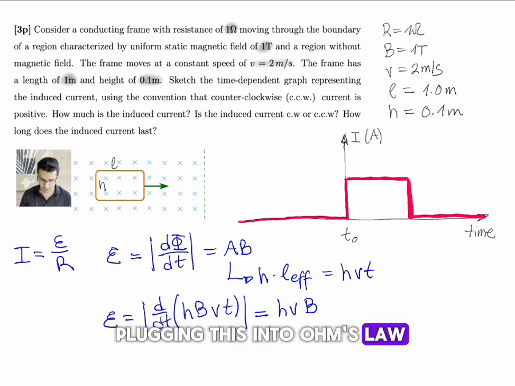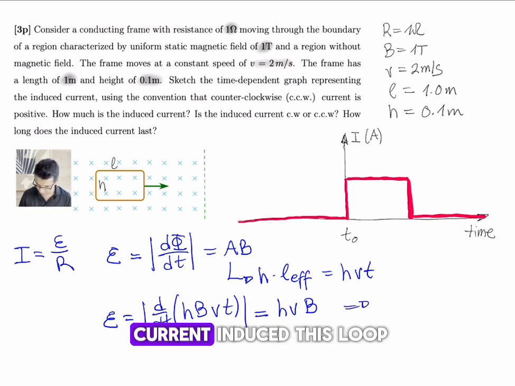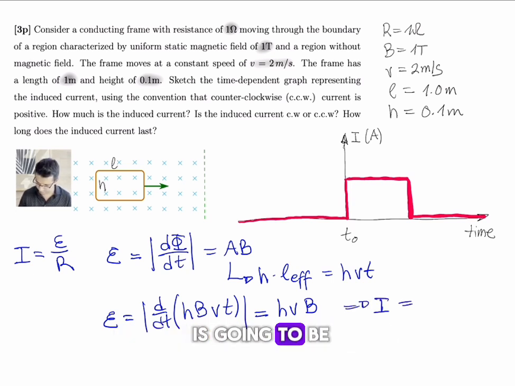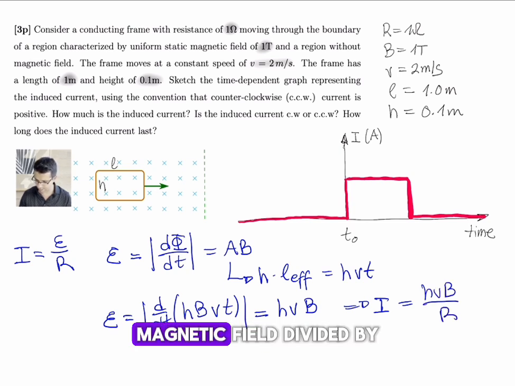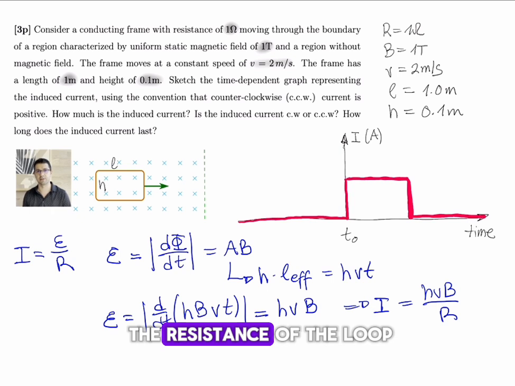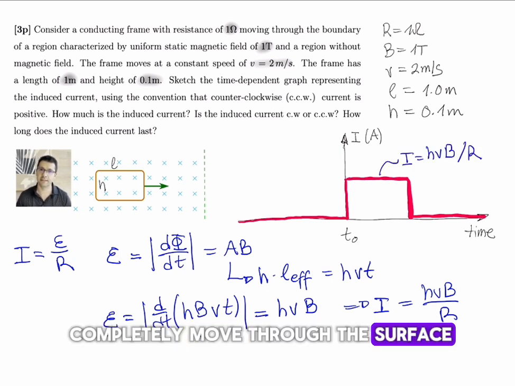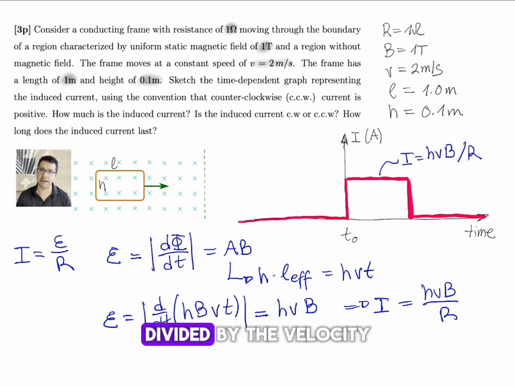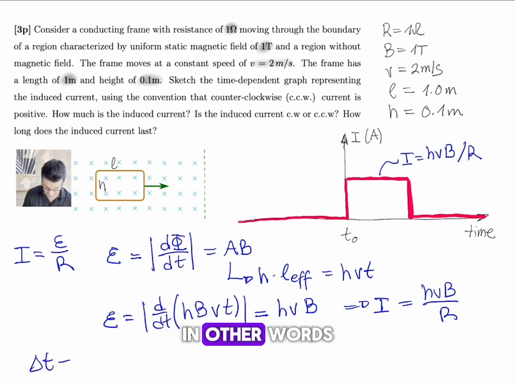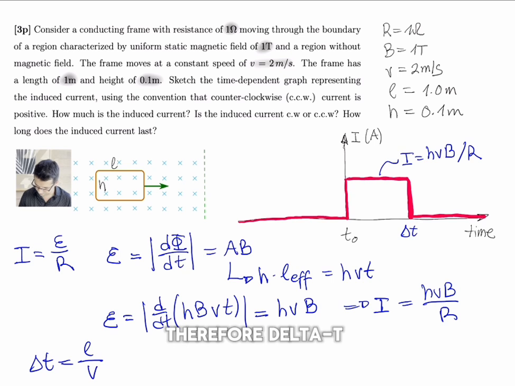Plugging this into Ohm's law gives us that the current induced in this loop is going to be H times V times B over R. So height, velocity, magnetic field divided by the resistance of the loop. The time it takes for the frame to completely move through the surface equals the length of the frame divided by the velocity that the frame is moving with. In other words, delta t equals L, the length of the frame, divided by the velocity. Therefore, this delta t here equals L over V in seconds.